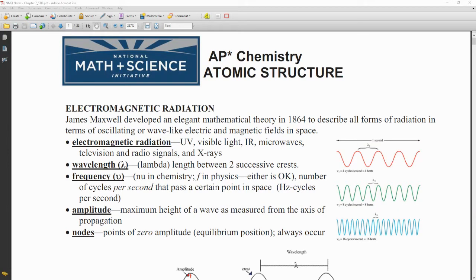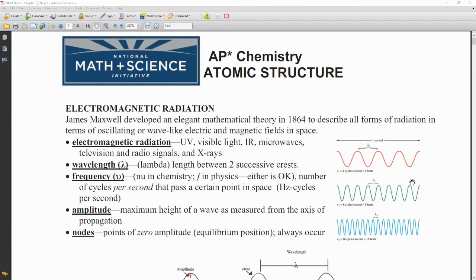Okay, so we're going to go ahead and get started with our atomic structure unit here. And you'll notice at the beginning of this, it has a little review of the electromagnetic spectrum. And, again, we need to understand that electromagnetic radiation provides us evidence for the structure of an atom. And we should recognize some things here like wavelength, frequency. Those are things that we've talked about before.